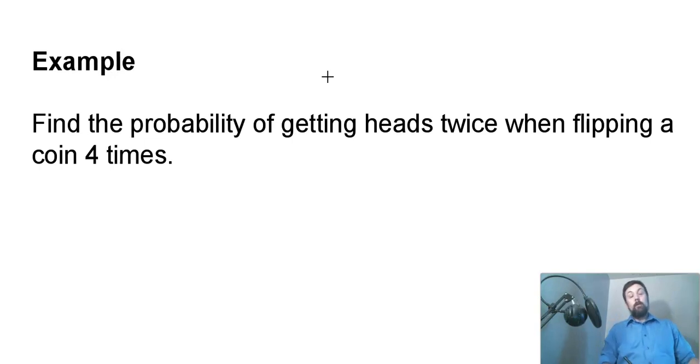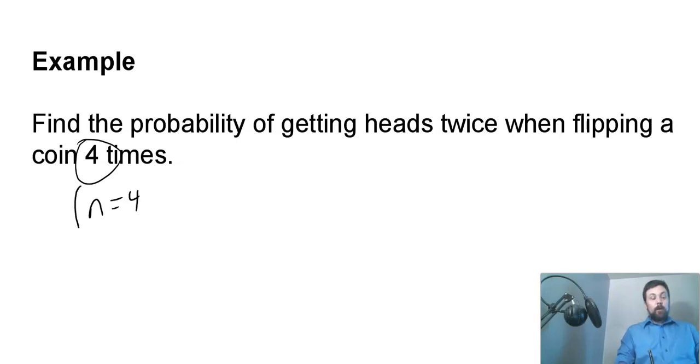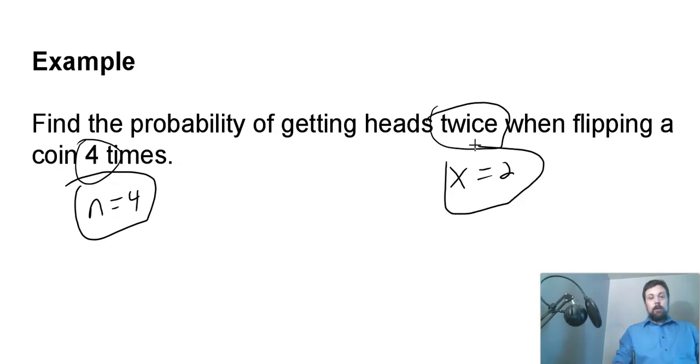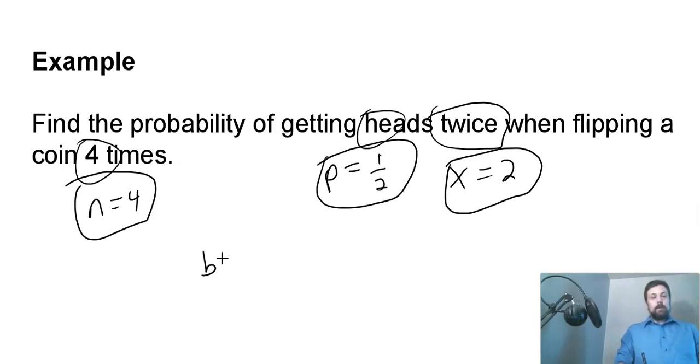All right, so let's do this one with the technology, right? Without using the formula. So find the probability of getting heads twice when flipping a coin 4 times. So in this case, N is equal to 4. The number of successes is 2, right? X is equal to 2. And the probability of a success, the probability of getting heads on any one coin flip, is 1/2. And so we could type that into Binomial PDF. We'll have 4, comma 1/2, comma 2.